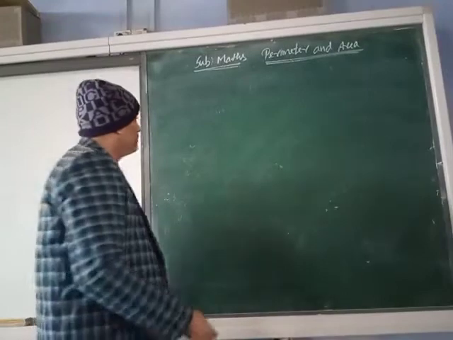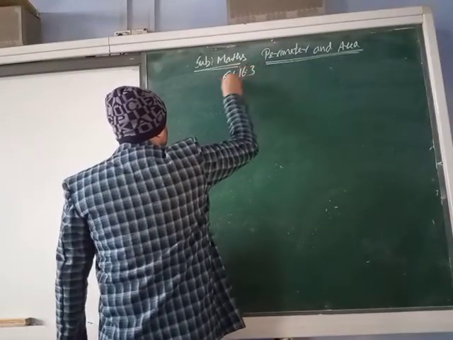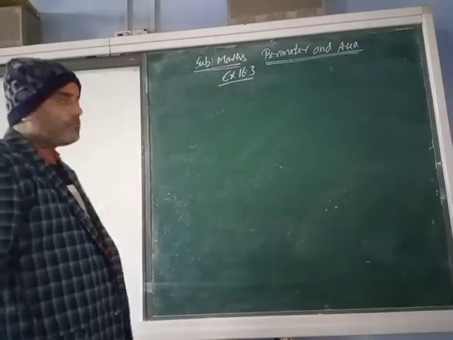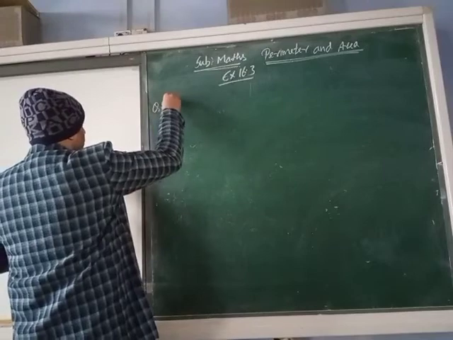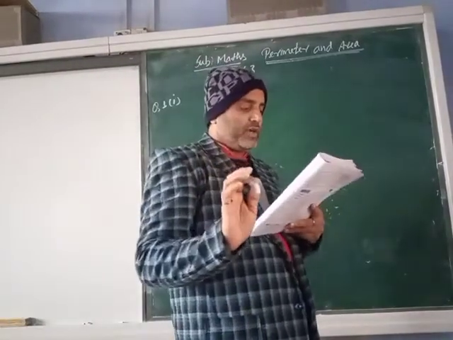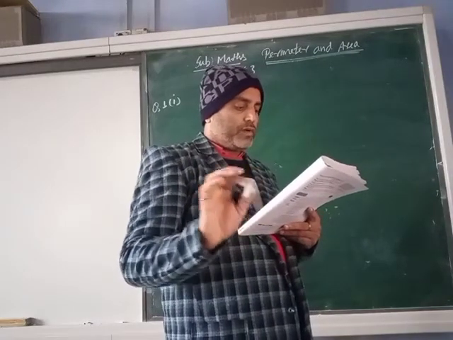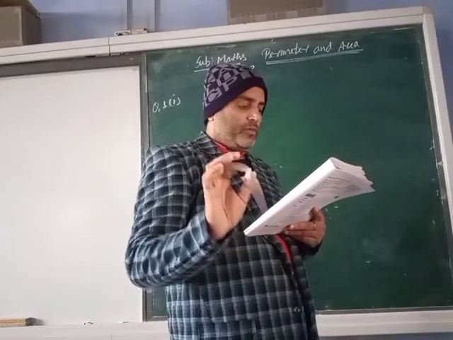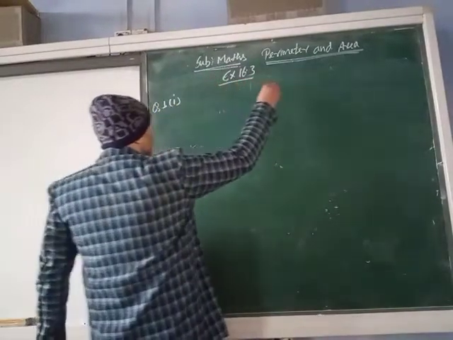Next, we will solve exercise 16.3. Let's see question number 1. First, the question says, if three smaller squares, each of area 2.5 centimeter square, are cut out from a rectangular cardboard of area this, find the area of the remaining piece of cardboard. Simply see the diagram.